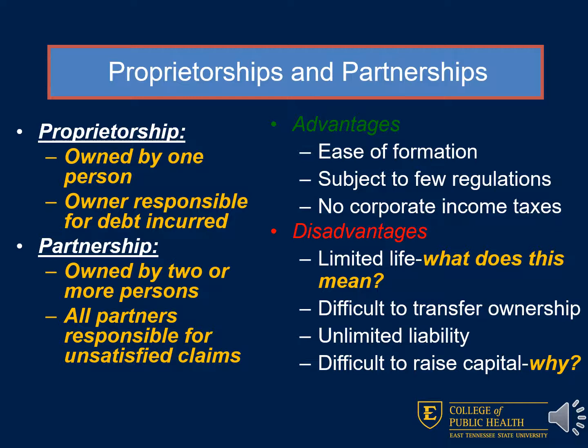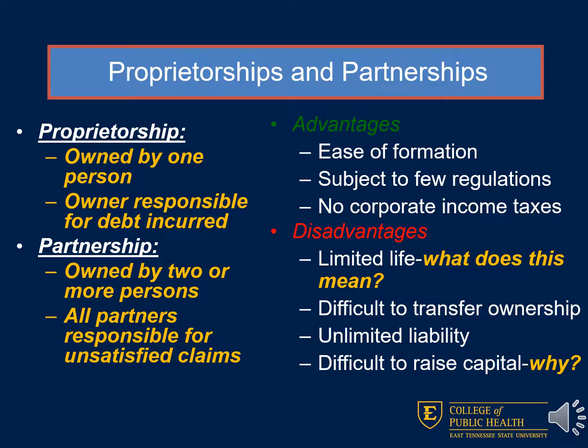Just as with everything else, there are advantages and disadvantages to both the proprietorship and the partnership. So some of the disadvantages here are that the life of the business is limited to the life of the owner. So once that owner passes away, the business essentially does the same. Now, it can also be difficult for owners to sell their interest in the company. And both types of organization, proprietorship and partnership, also have unlimited liability.